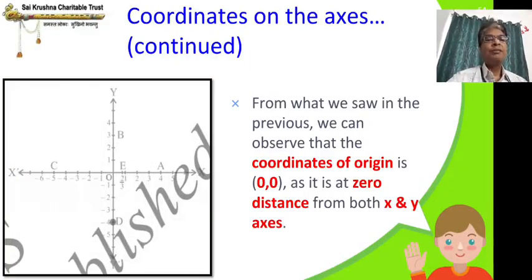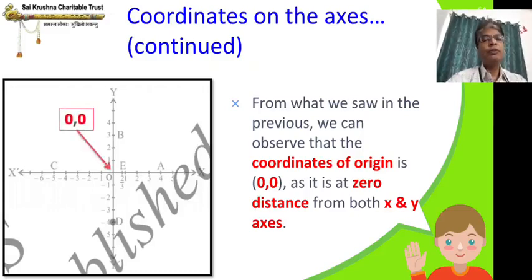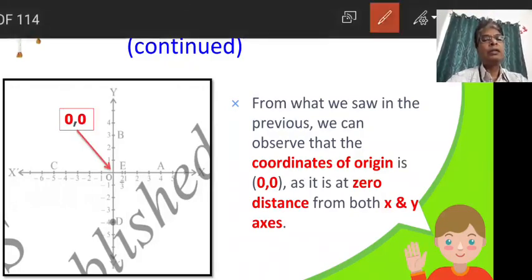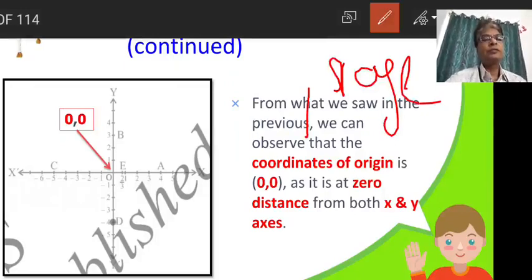We can observe that the coordinates of the origin are (0, 0), as it is at 0 distance from both the x and y axes. Whichever point is lying on the x axis, the y coordinate is 0, and the points which are lying on the y axis, the x coordinate is 0. Therefore, the origin lies on both axes, so its coordinates are (0, 0). So, let me go to the previous page, what we saw in the previous page.